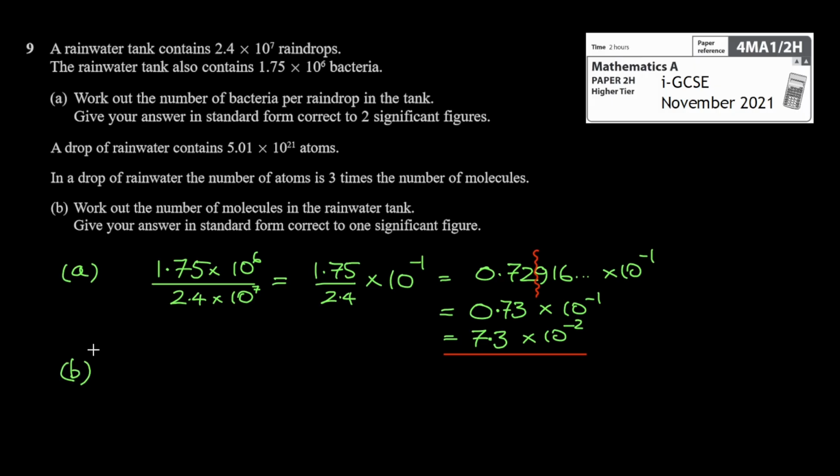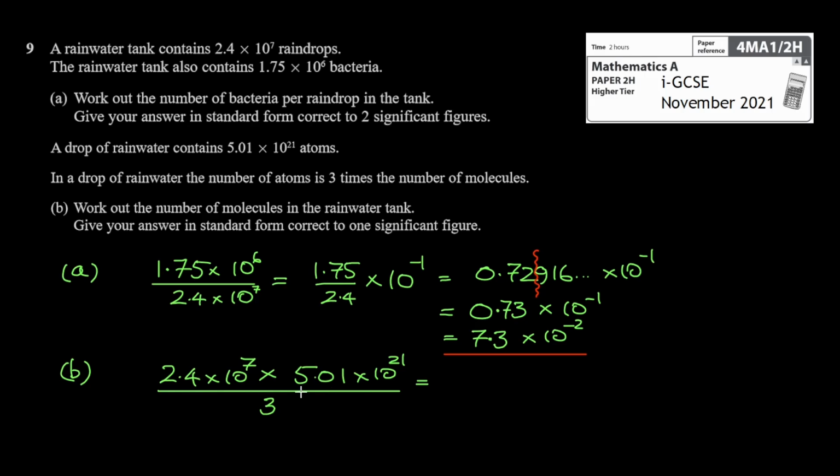Let's have a look at part B. A drop of rainwater, they suggest, contains that number of atoms. And we've got that number of raindrops. But we're also told the number of atoms is 3 times the number of molecules, and we've been asked to estimate the number of molecules in this rainwater tank. Okay, so we've got to divide our result of multiplying the raindrops by the number of atoms by 3. So let's just set all that out.